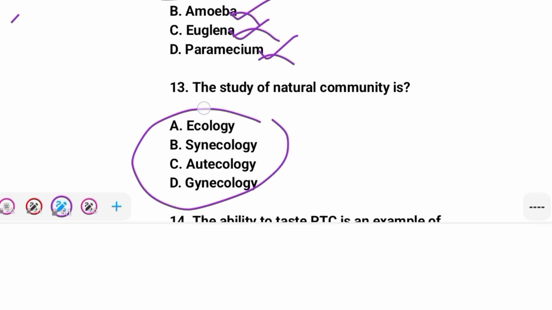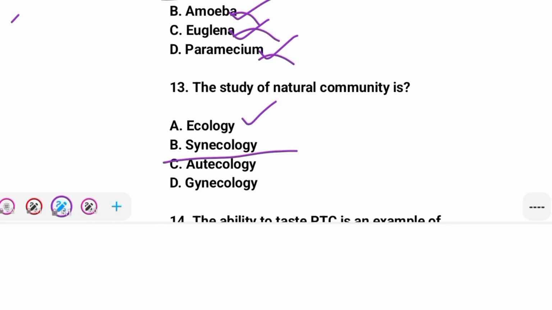The study of natural community is called dash. So they give all these options here. So the first one is ecology. That's just the study of the relationship between organisms and their environment. Okay, just on a small scale. So ecology is the study of natural community. We're talking about a large number of organisms, how they relate to each other and their relationship with the environment.